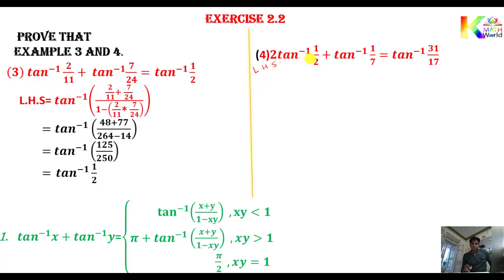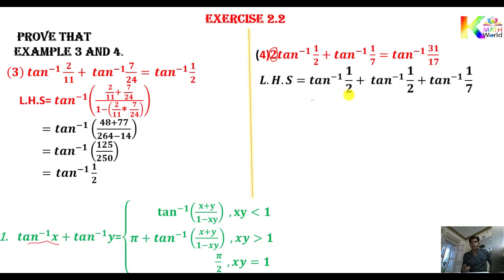Firstly, you can see here tan inverse x plus tan inverse y format is there. But if you see it properly, here 2 is a multiple, so you cannot use the formula directly. Firstly, this is 2 times, so you can write it twice. It means tan inverse 1 by 2 plus tan inverse 1 by 2. Then afterward you can use this formula. So 2 times can be written this way, tan inverse 1 by 2 plus tan inverse 1 by 2, and tan inverse 1 by 7 as it is.